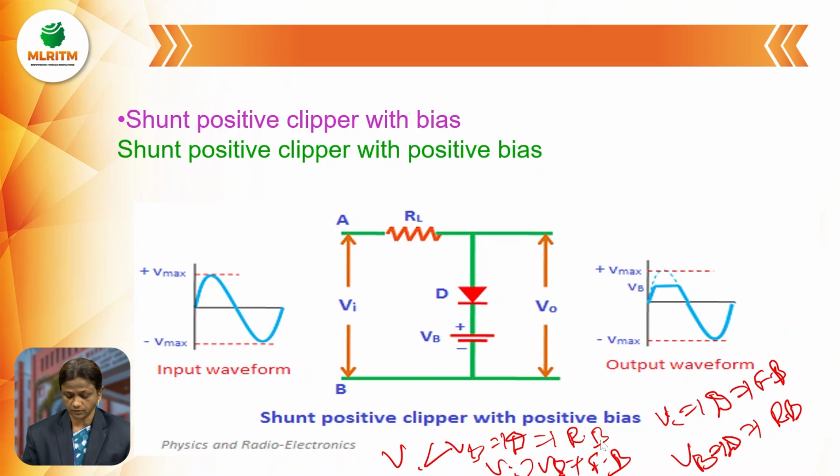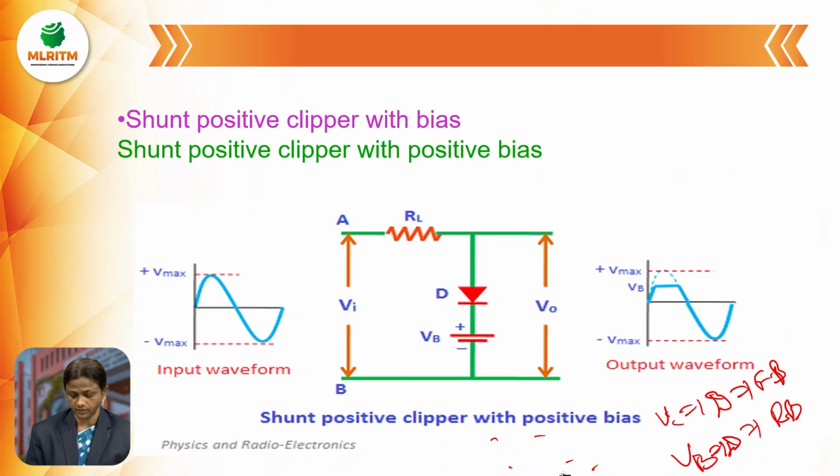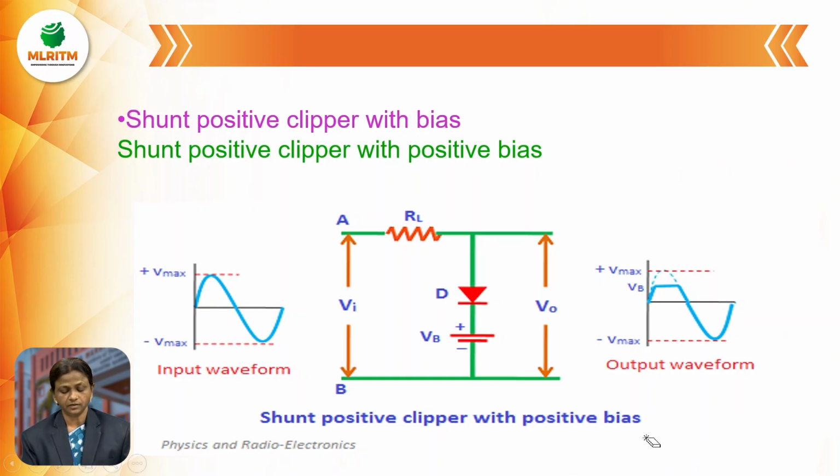Next, during the negative half cycle, what happens to the circuit? During the negative half cycle, terminal A becomes negative and terminal B becomes positive. When terminal A becomes negative, the negative terminal is connected to the anode of diode D through RL. So this side is negative, and this side is positive.